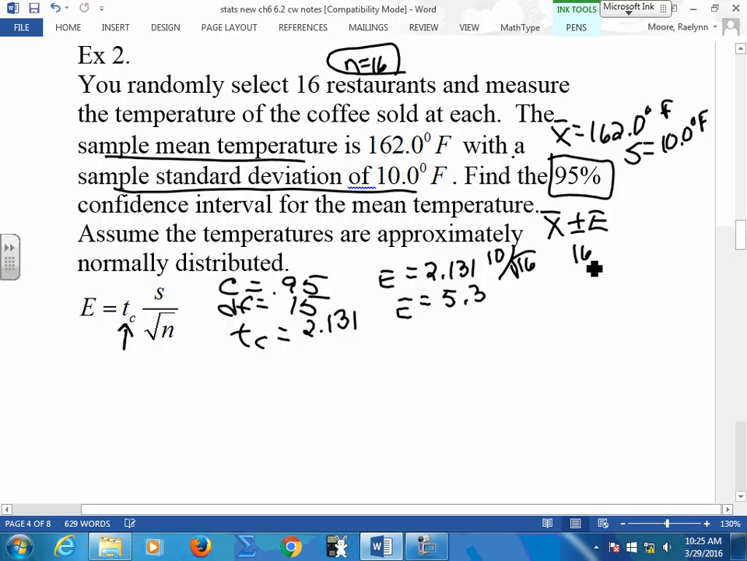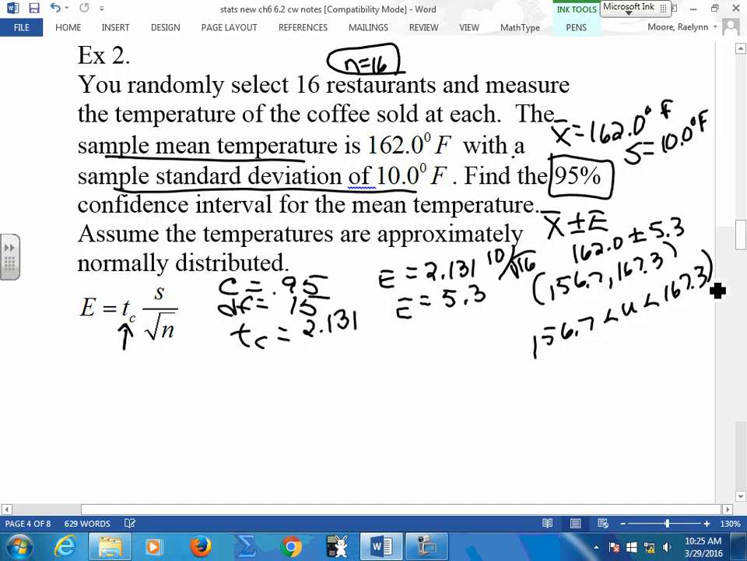Now all we got to do is build it. Your mean is 162.0 plus or minus 5.3. And you could write it either way. You could give it to me this way, I'm fine. Or if it makes more sense, write it out the long way.